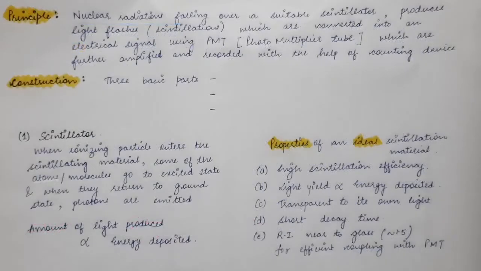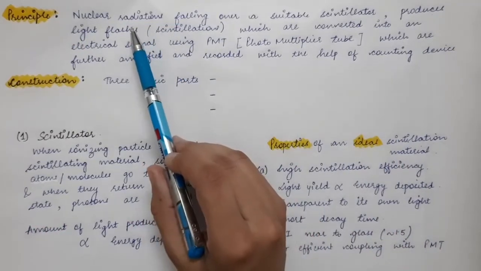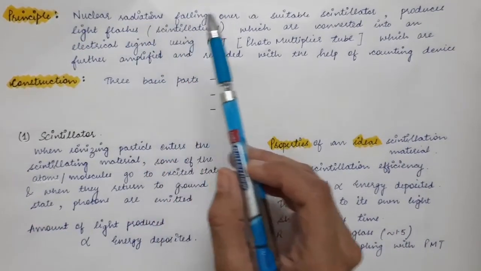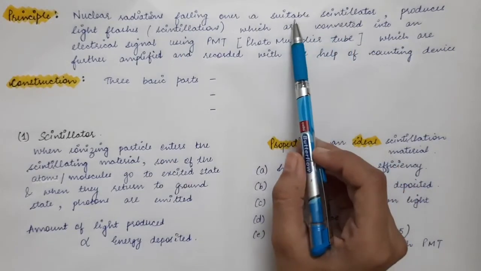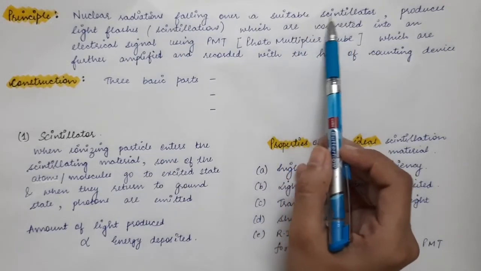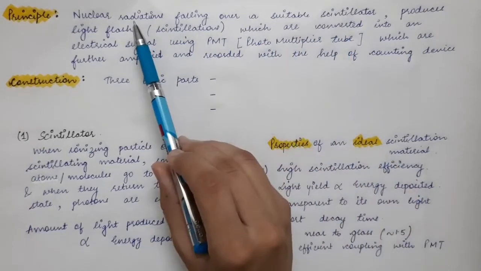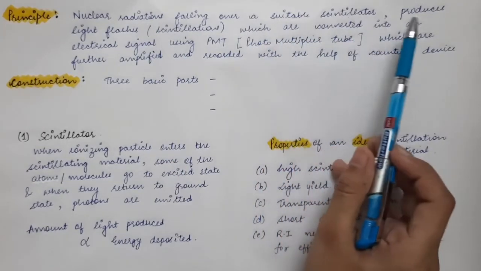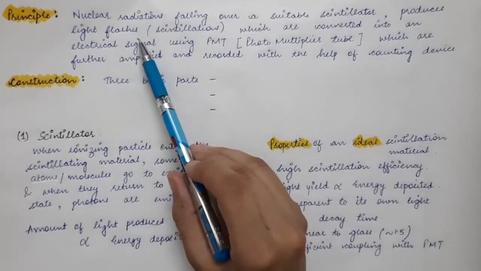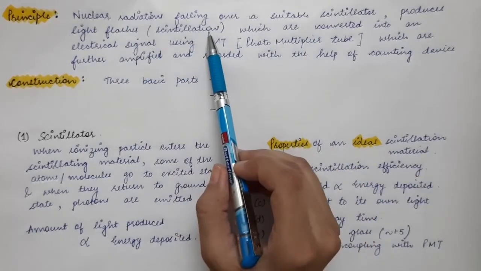What is the principle of a scintillation counter? Now, the incoming ionizing radiations fall on a suitable scintillator. We will discuss the types of scintillators which are preferred in the scintillation counter. So the ionizing radiations falling over a suitable scintillator produce light flashes, and these are called scintillations.